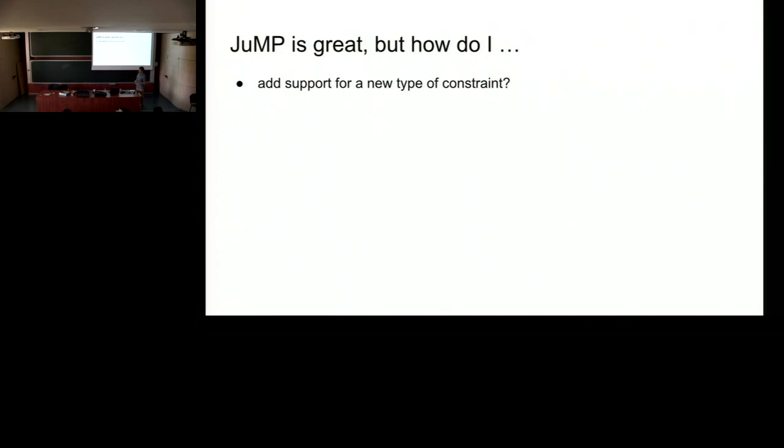How do I add support for a new type of constraint? So complementarity constraint was a specific request that we got. How do I combine NLP constraints with conic constraints? This directly addresses the new API that will be available in the next version of Knitro.